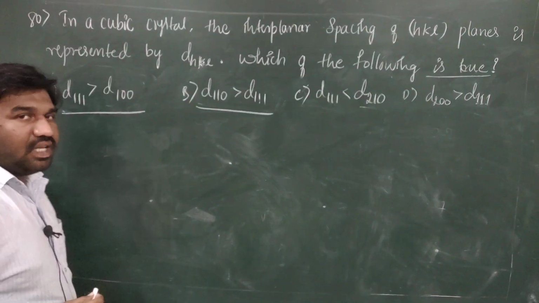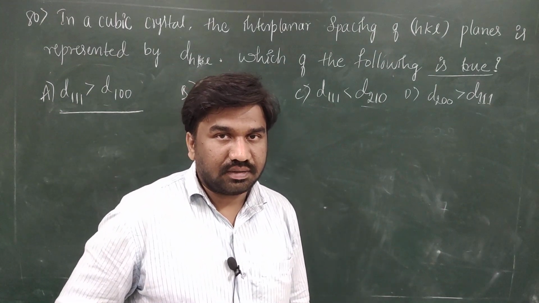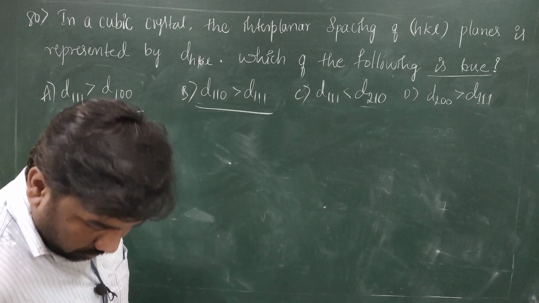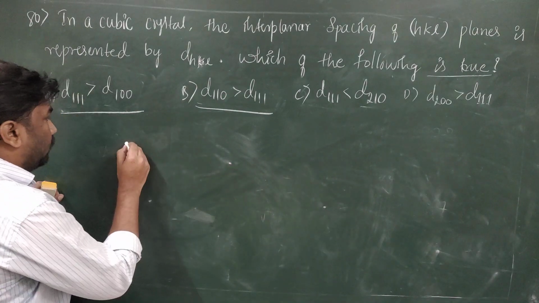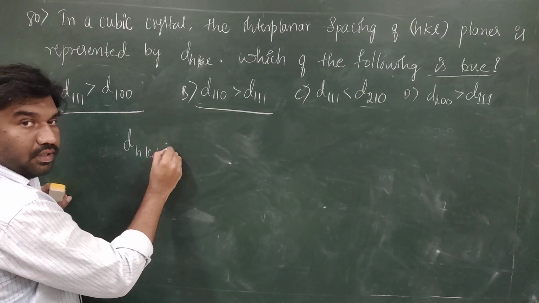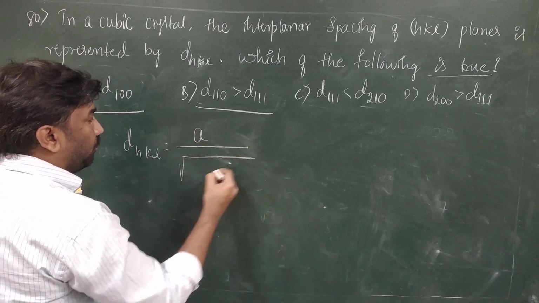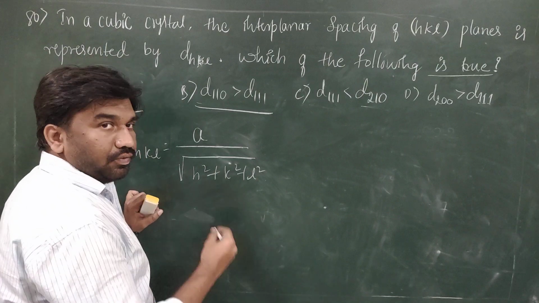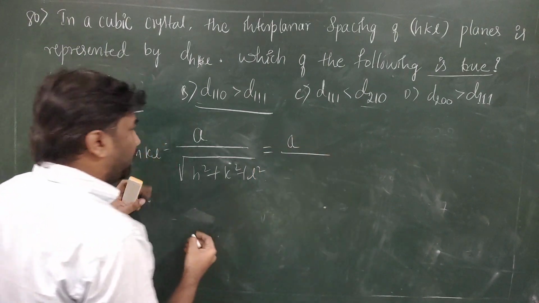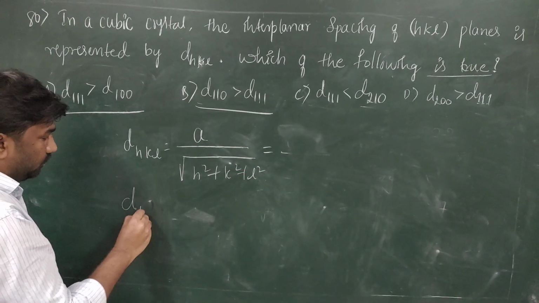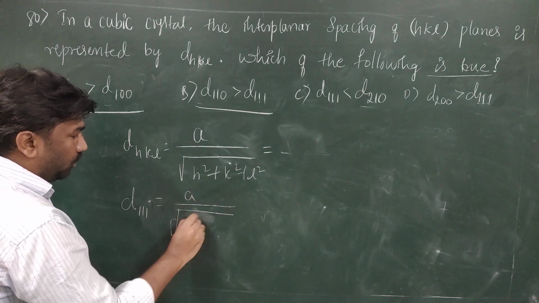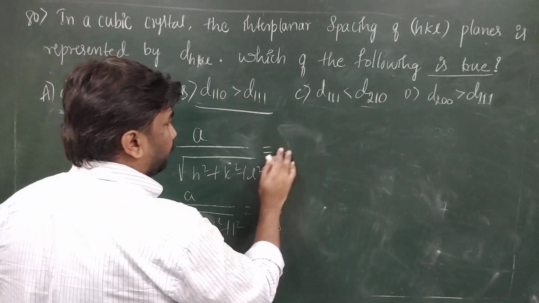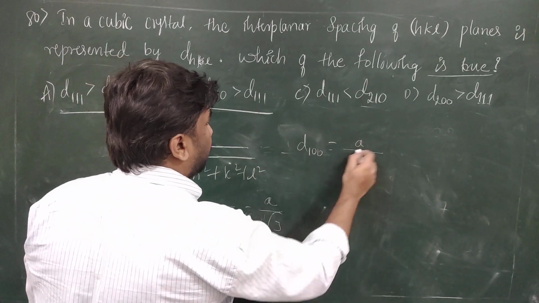So let's see. We know the relation for interplanar spacing and Miller indices hkl: dhkl is equal to a divided by square root of h square plus k square plus l square. So d111 is nothing but a divided by square root of 1 square plus 1 square plus 1 square, which is equal to a divided by root 3. And d100 plane is nothing but a divided by square root of 1.